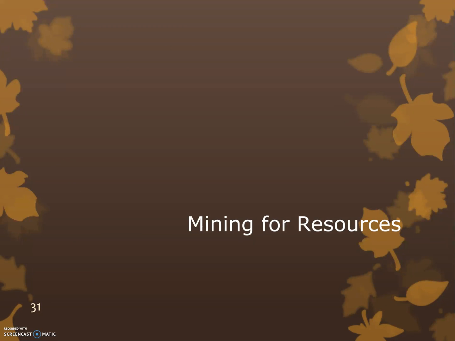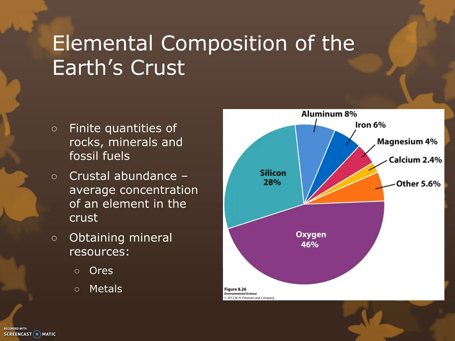And we've had some experience with mining. Elemental composition of the Earth's crust. We have finite quantities of rocks, minerals, and fossil fuels. We know how much we have of that because we're not getting anything new unless we have some sort of meteor hit, which isn't going to bring a large quantity of things in. Crustal abundance is the average concentration of an element in the Earth's crust. And we can see the chart that tells us that composition.